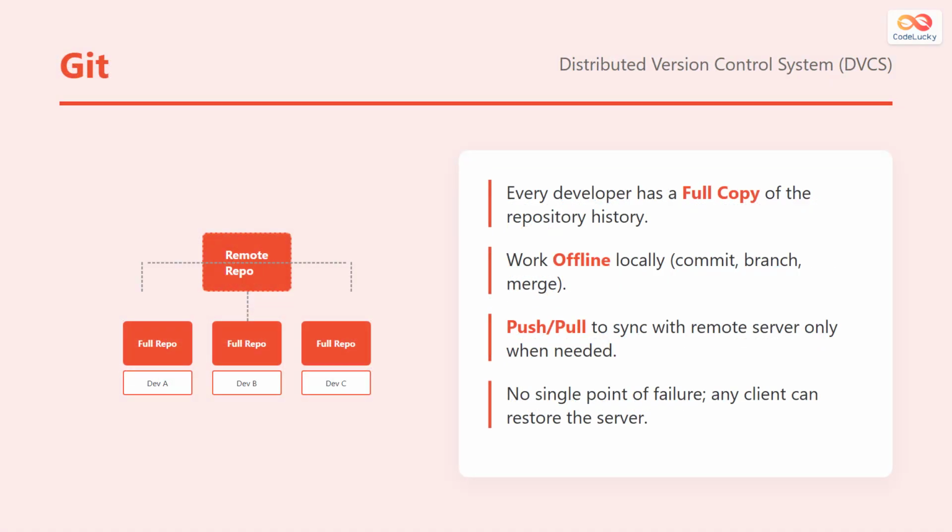Now, let's look at Git. Git is a distributed version control system. Notice the difference? Every developer doesn't just have a working copy of the latest files, they have a full copy of the entire repository history on their own machine. This means every client is essentially a backup of the server. You can work completely independently, and you only synchronize with the remote server when you are ready to share your work.